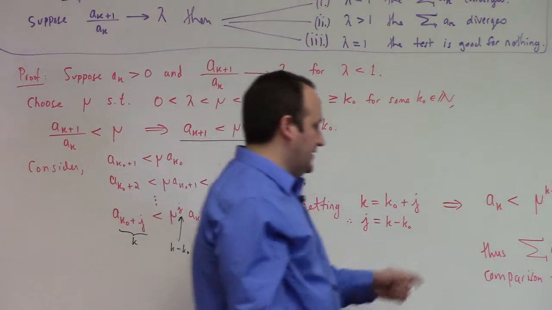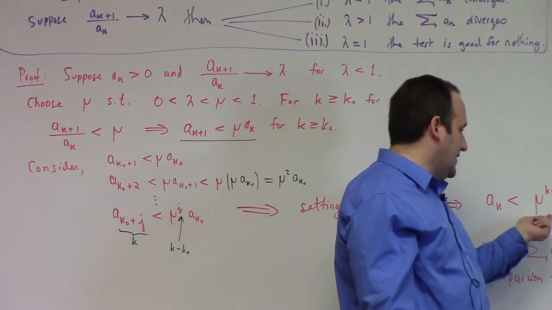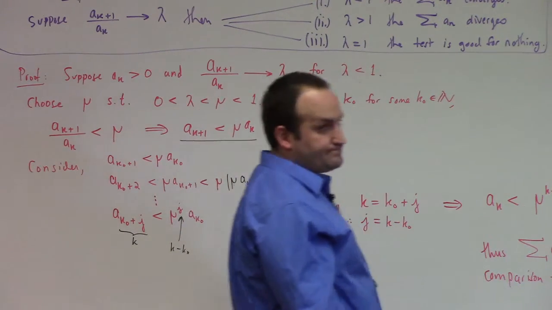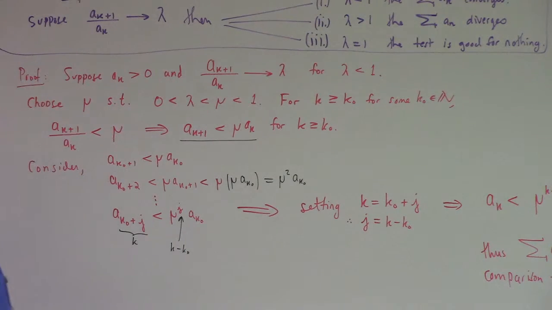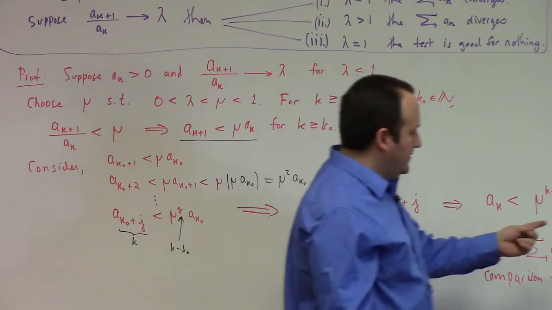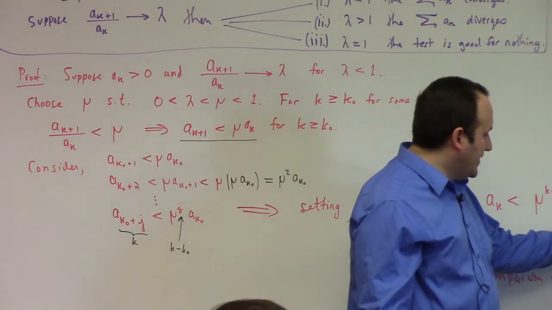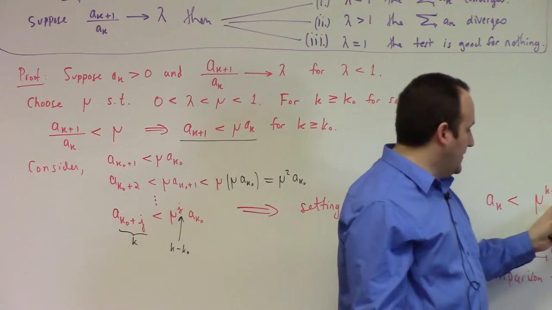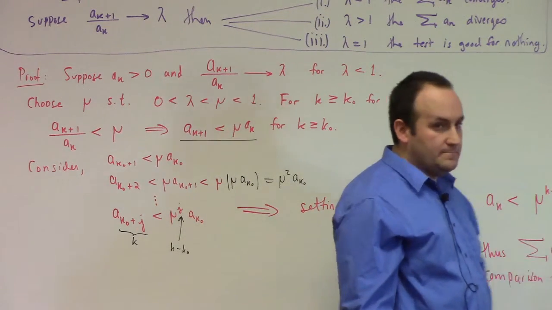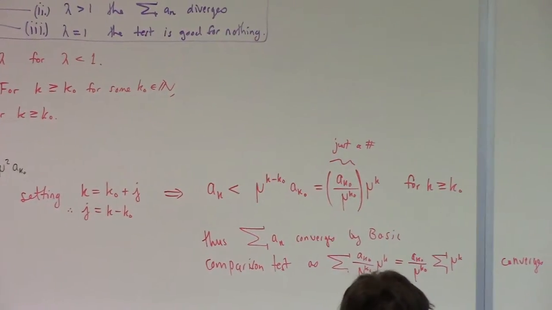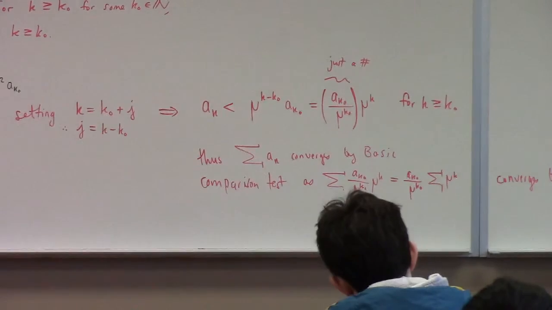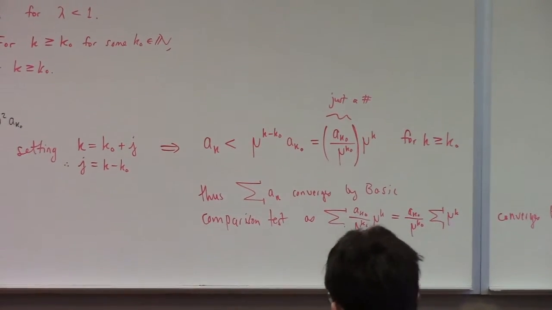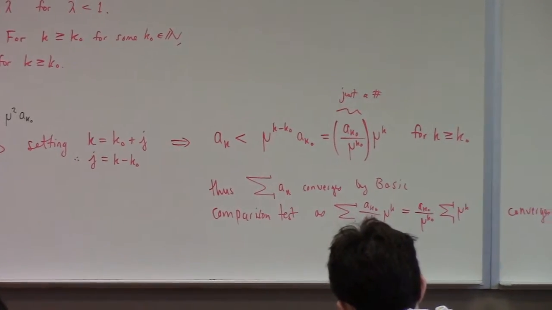And so I get that a sub k is less than mu to the k minus k naught times a sub k naught. But then by algebra, I can rewrite that as this constant a sub k naught divided by mu to the k naught power. That's just a number. And then times mu to the k power. I have this inequality for any k larger than or equal to k naught. At which point we just about have it.